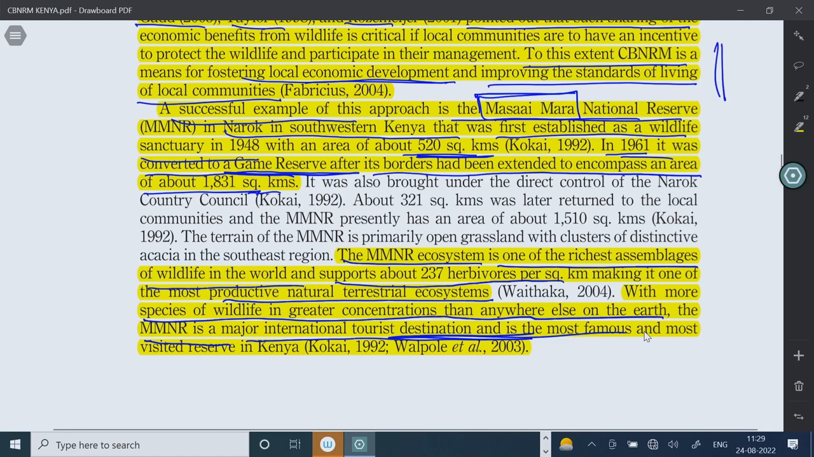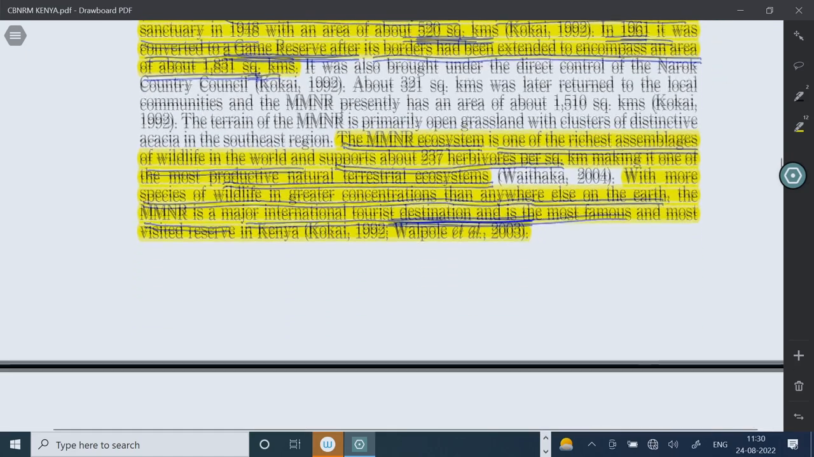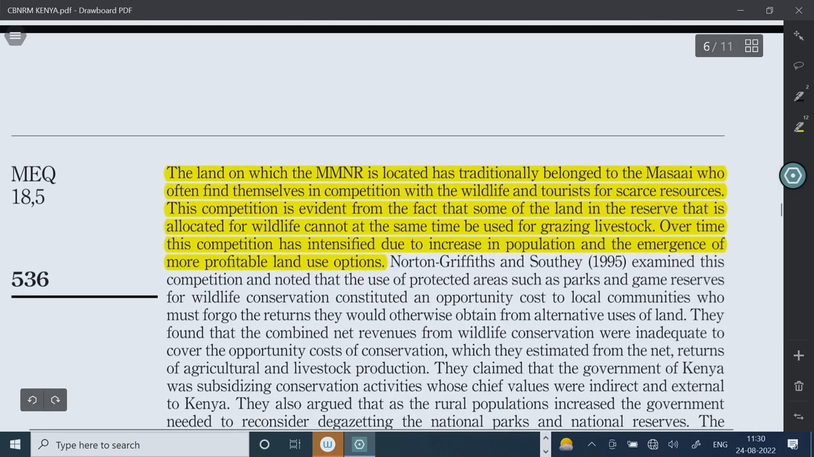So, friends, from this particular case study, what we have learned is that any resources which are open, and people and government in a participatory manner, which is the concept of CBNRM, take care of the system, you will find that everything will be moving as per the expectation.